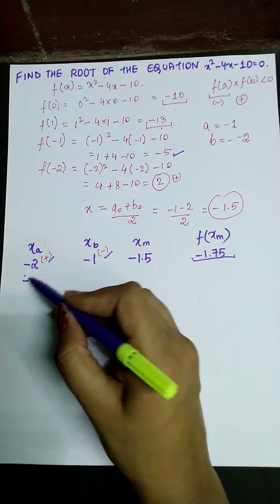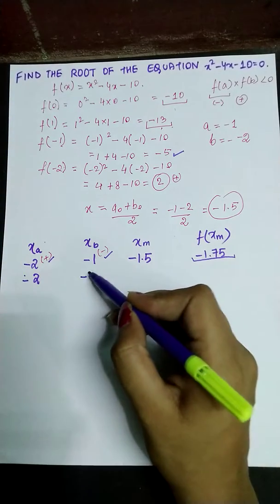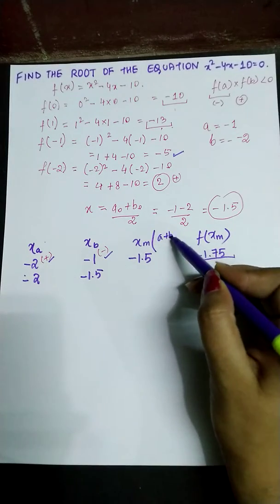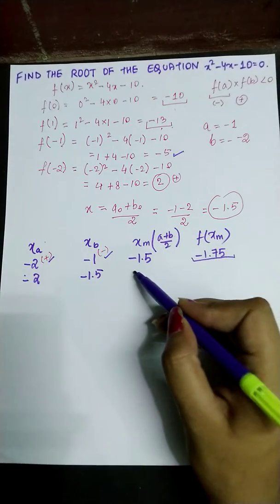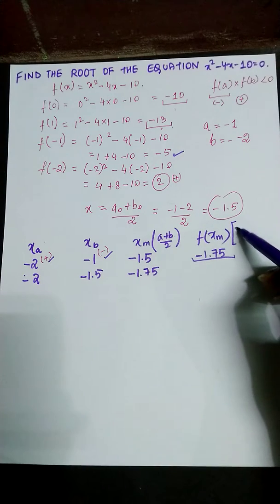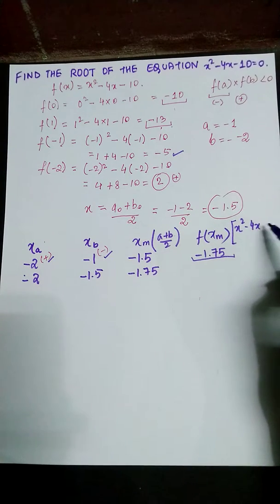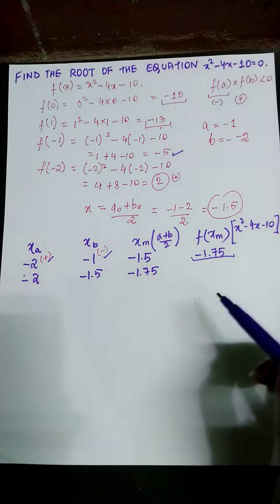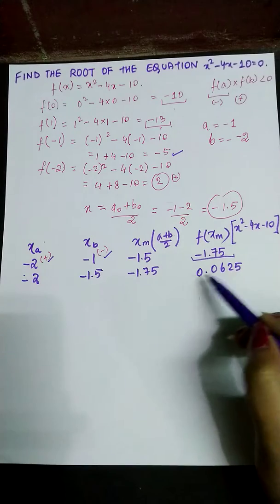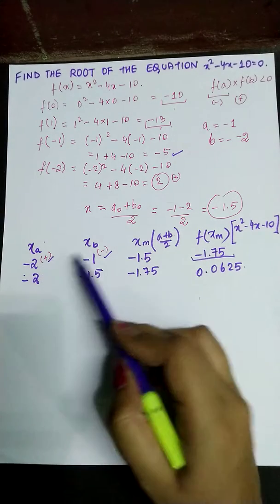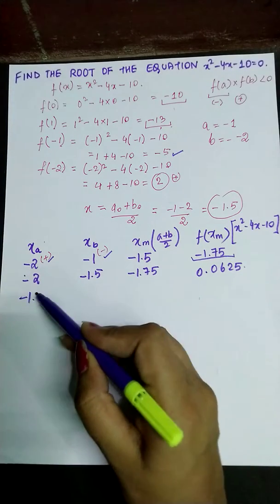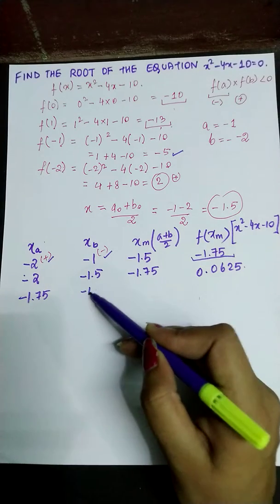So this positive value stays positive. Here we put minus 1.5. Now we find xm as (a plus b) by 2, which comes out to be minus 1.75, and f of xm, where we put the value of xm in the equation x square minus 4x minus 10. This gives us a value 0.0625. Now this is a positive value. We need a positive and a negative, so let's remove this one. So we get minus 1.75 here, minus 1.5 remains.